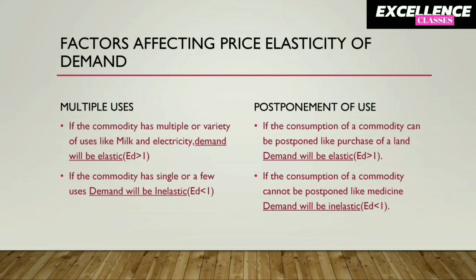Now the next factor is postponement of use. If the consumption of a commodity can be postponed, say, if a person wants to purchase a car, he may wait for the prices of cars to fall and will purchase it when the prices are less, which will make the demand elastic. On the other hand, if the consumption of a commodity cannot be postponed, say medicine, demand will be inelastic because the consumer purchases it no matter what the prices are.